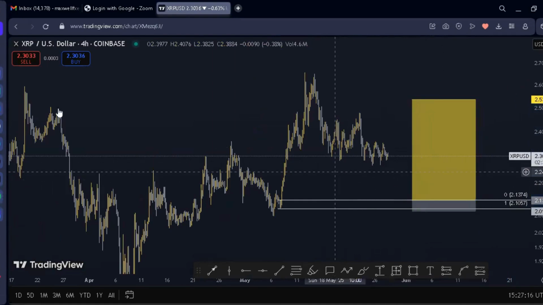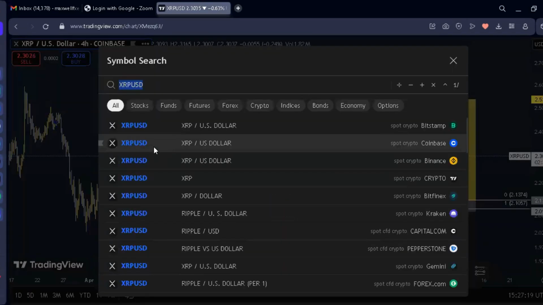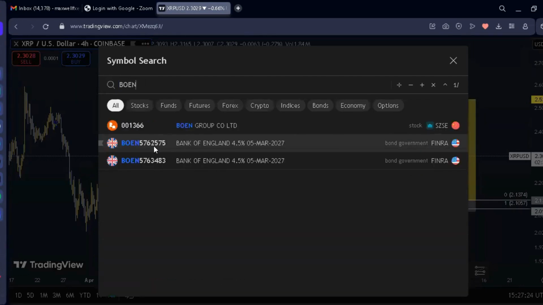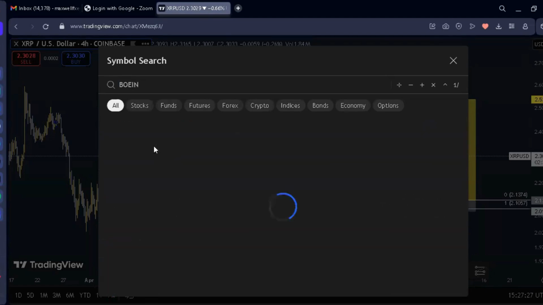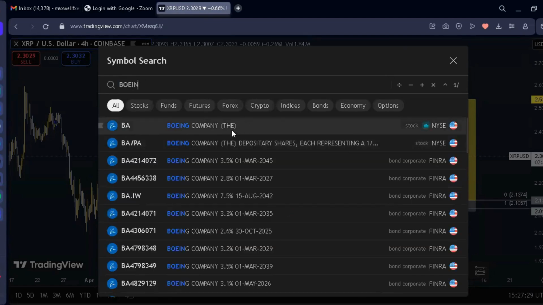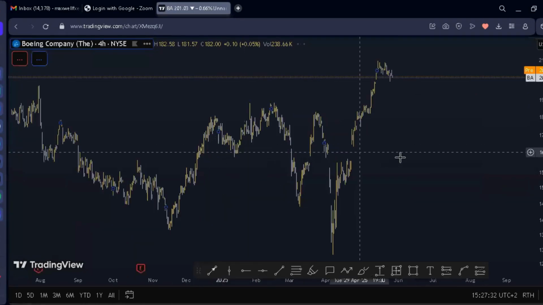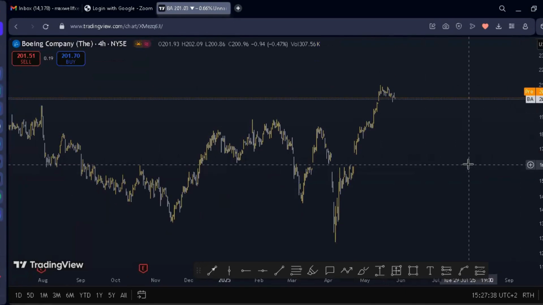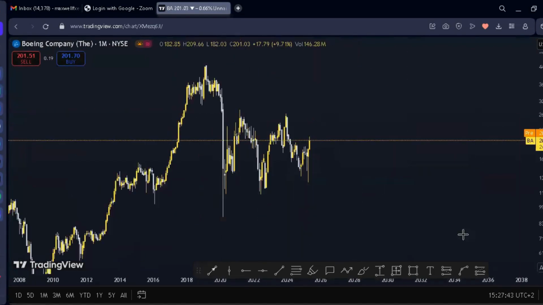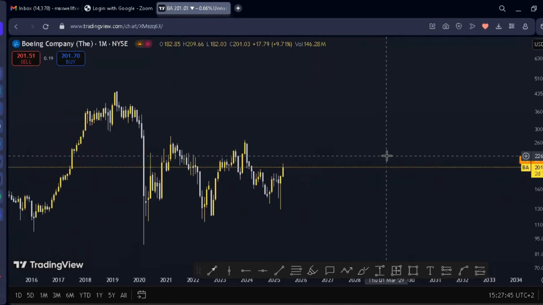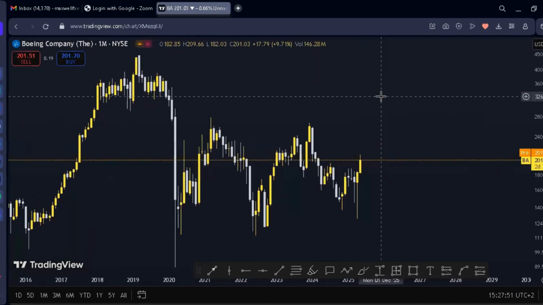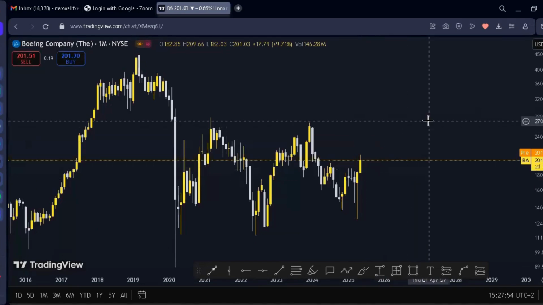Let's look at a stock. Let me see if we can look at Boeing. It's pre-market. All right. So we have a stock, Boeing. Company makes airplanes, mainly cargo and military airplanes.